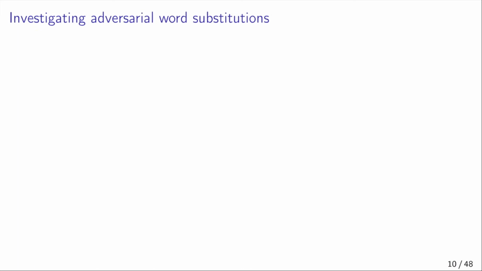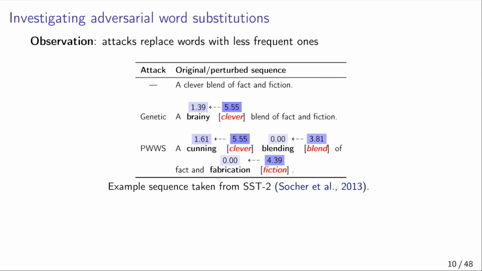The idea in this project is that we wanted to investigate adversarial word substitution. So we generated adversarial examples and observed that some of these attacks tend to replace words with less frequent substitutions. You can see this in this figure, where we have an unperturbed original input sequence, "a clever blend of fact and fiction." Then you can see two attacks here, the genetic attack and the PWWS attack, which is short for probability-weighted word saliency. The genetic attack changes the word clever to the word brainy. What we observed is that some of these adversarial substitutions tend to map highly frequent words to rarer and therefore less frequent words.